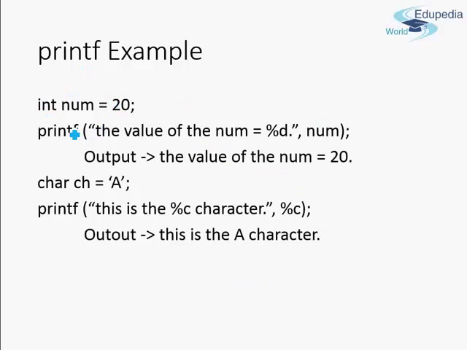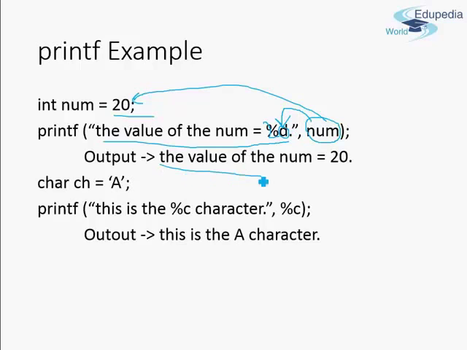Now this is an example of printf. We have declared a variable num which is of integer data type and it has a value of 20. Now we are using printf: "The value of num is equal to %d". The value of num, which is actually equal to 20, will be substituted in place of this %d. Here you will get 20 in the output.